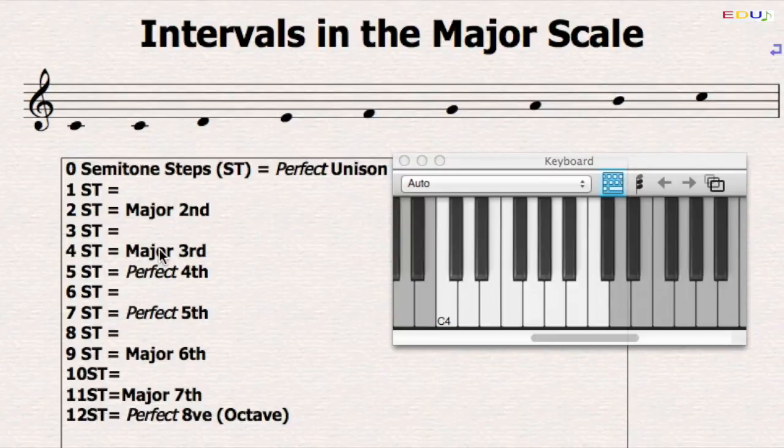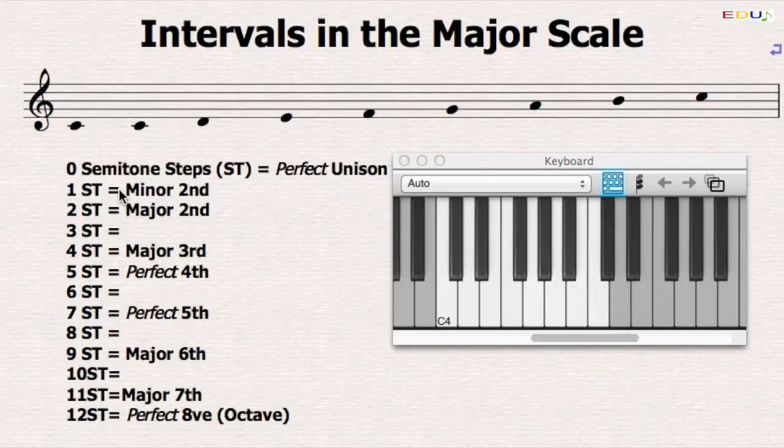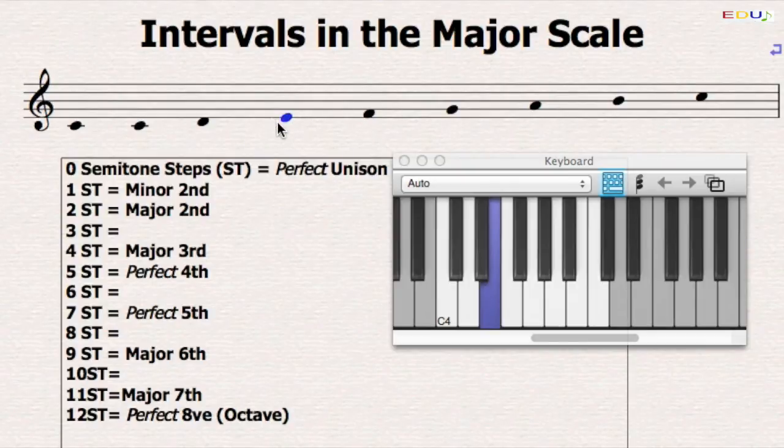So how about the rest of the intervals? An interval that uses only one semitone is called a minor second. So let's find an example for a minor second. You might remember that there is a semitone step between E and F, so this interval is called a minor second. An interval with 3 semitone steps is called a minor third.